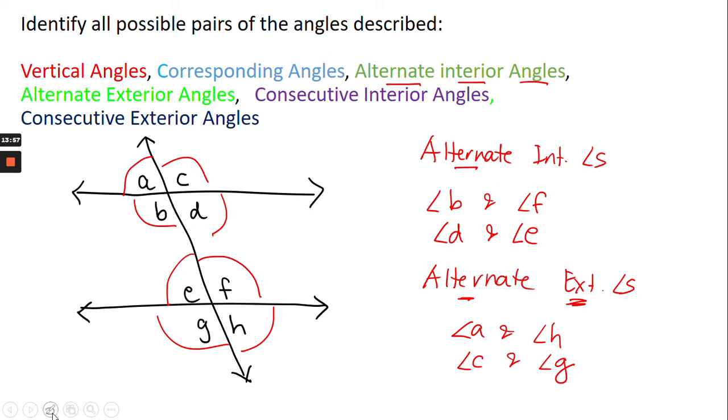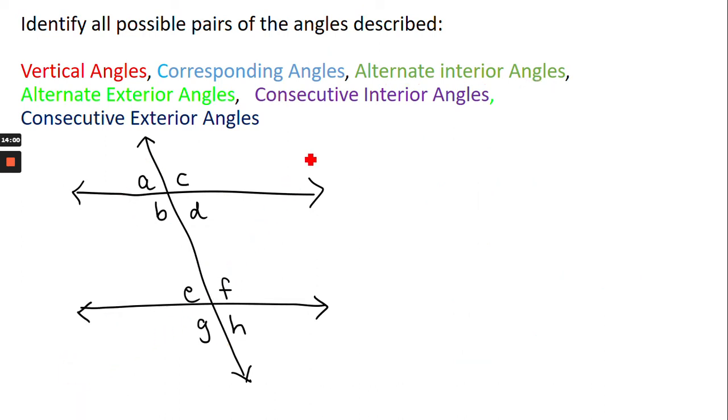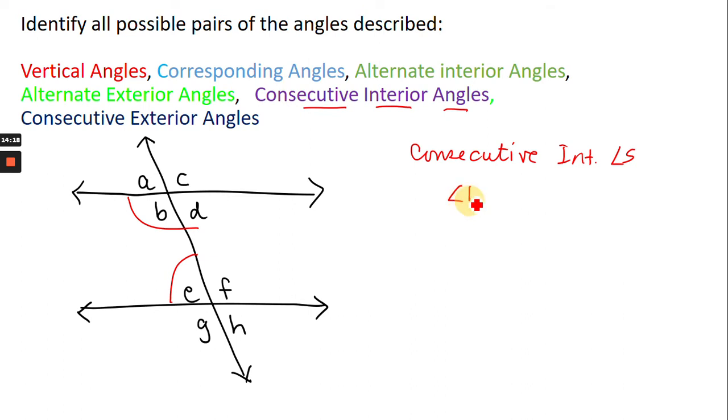Alright, next. Let's have consecutive interior angles. Consecutive means they should be on the same side of the transversal. Okay, and they are both at the interior. So angle B and angle E, angle D and angle F.